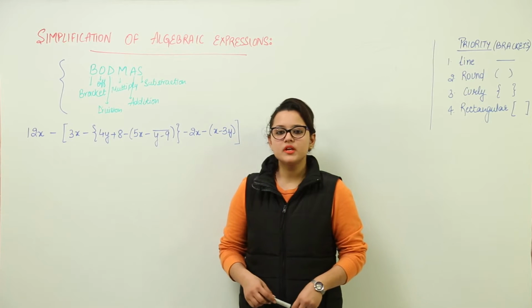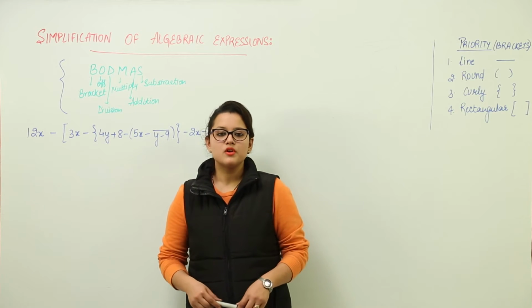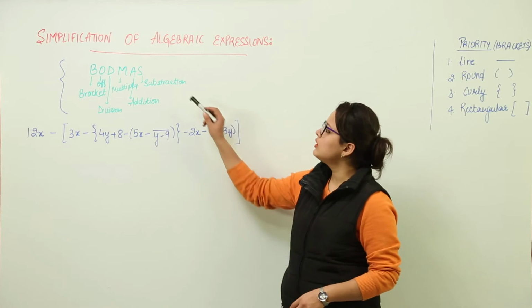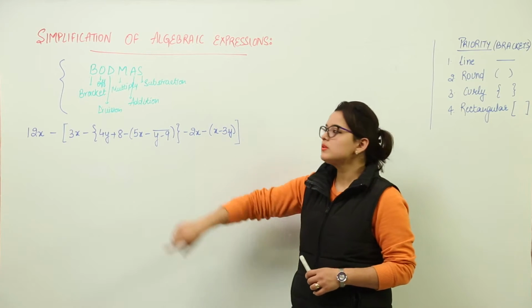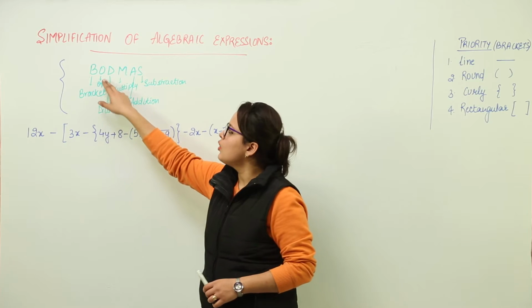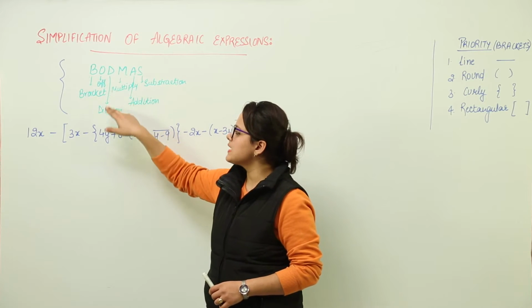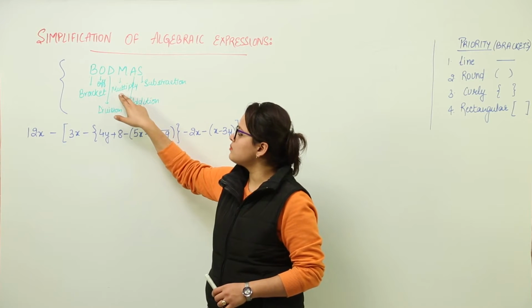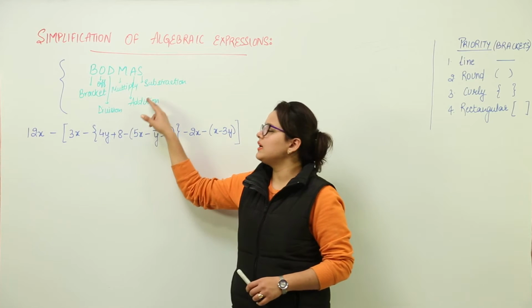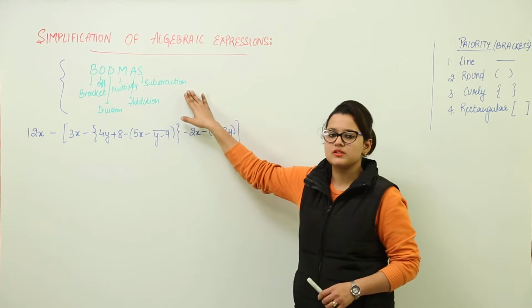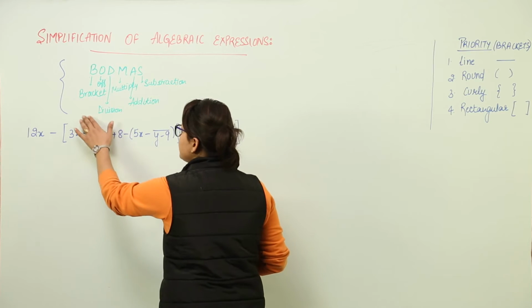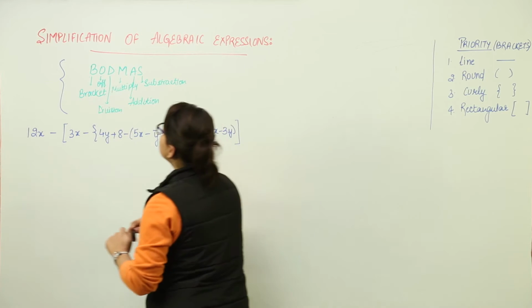Let's do the simplification of algebraic expressions. For simplification, we have the BODMAS rule. In the BODMAS rule, B stands for bracket, O stands for of, D stands for division, M stands for multiplication, A stands for addition, and S stands for subtraction. So that means we have to simplify according to this rule.